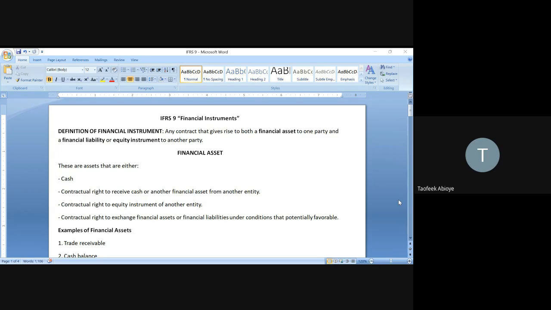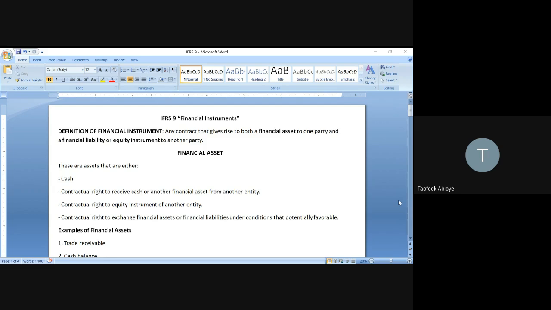It's any contract that gives rise to a financial asset to one party, and a financial liability or equity instrument to another party. For a financial instrument to exist, it must exist between two parties. To one party, it must be a financial asset. Then the other party will have a financial liability or equity instrument.